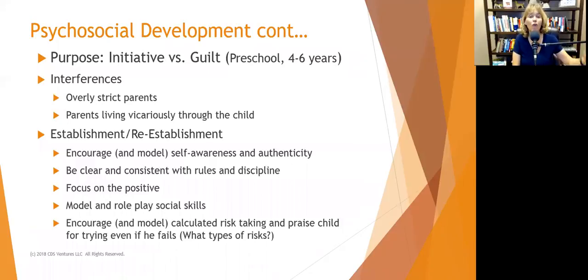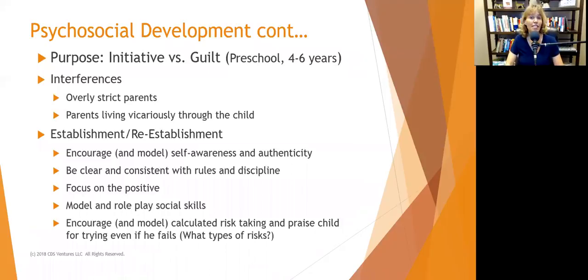Focus on the positive. What did they do right today? Too often we just focus on what they did wrong. So we want to encourage parents to make a concerted effort to focus on what they did right today. So when they pick them up from school, what were 3 things that went really well today? And have the child identify those.